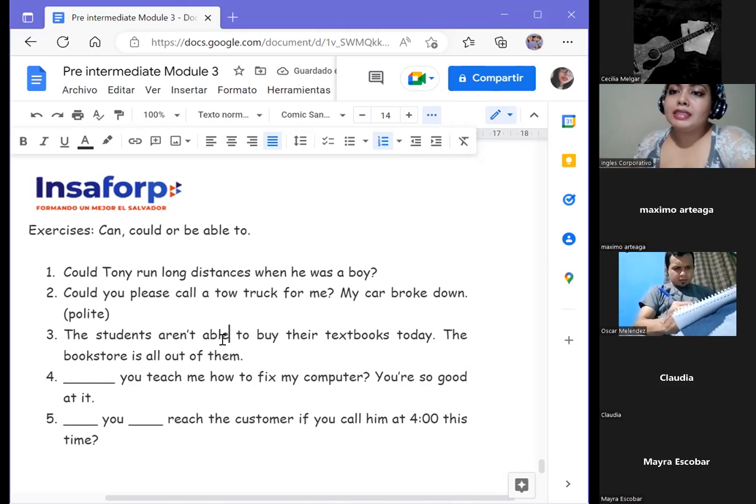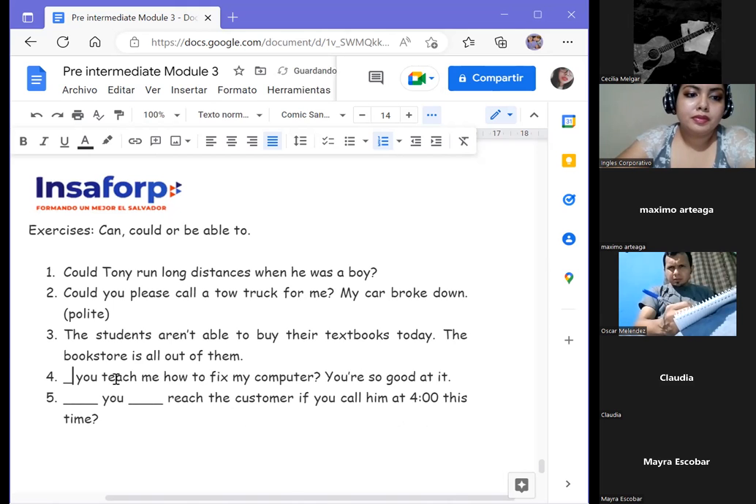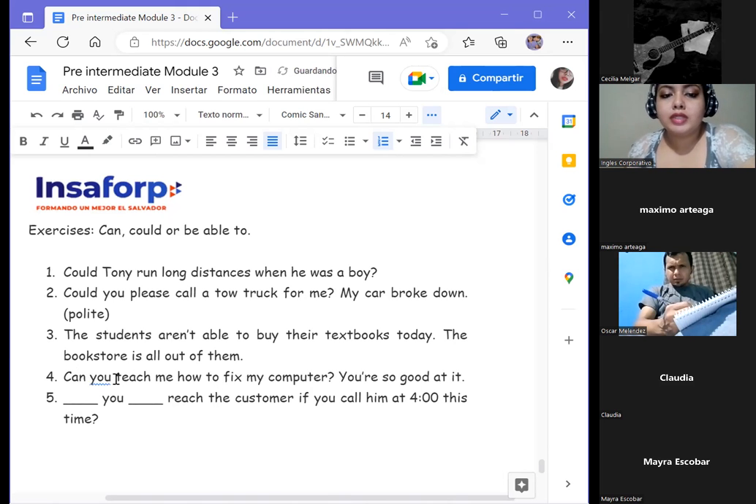No fueron capaces de comprar, no tuvieron la posibilidad de comprar. Number four. Can. Ah, that's good. Can you teach me how to fix my computer?